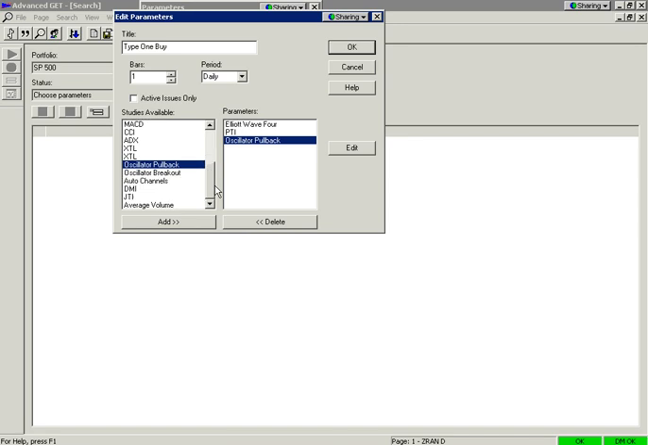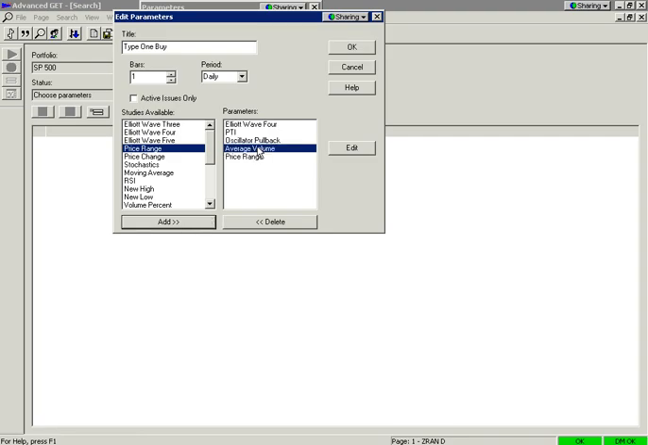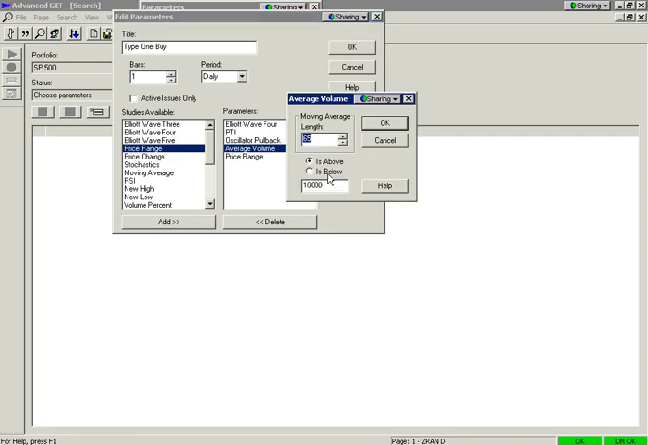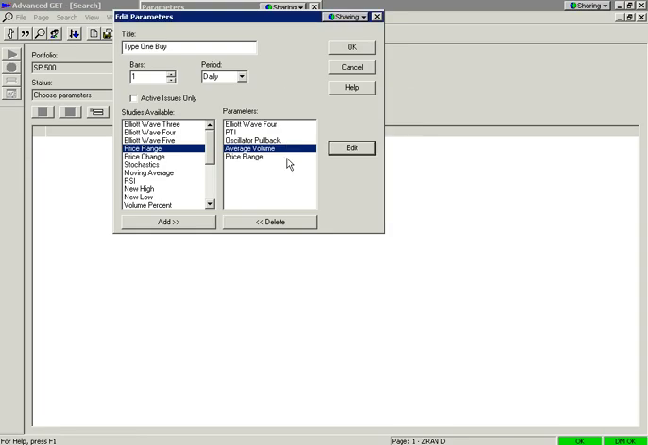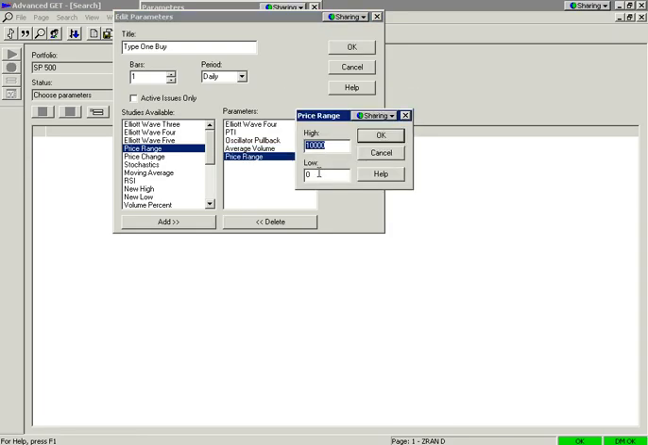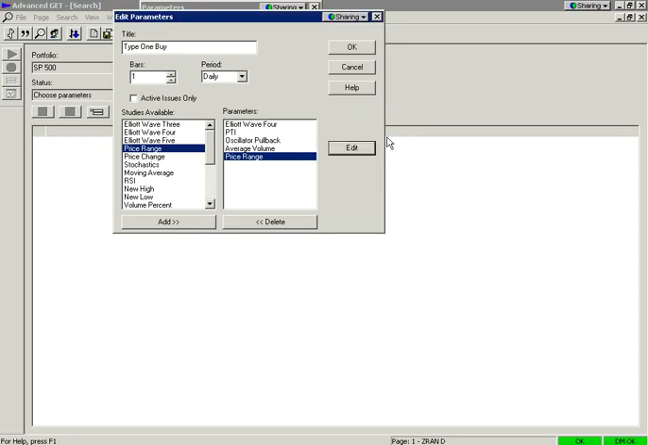Now there are other criteria that we can add to this. For myself, I usually add an average volume in there. I'll put that in there. And a price range as well. I'll put that over there. For average volume, I'll edit that. And I only want to look at stocks that average over 500,000 shares traded a day. And the price range, we'll look at anything above $15 and hit OK. So here is our setup for a possible type 1 buy and the parameters.